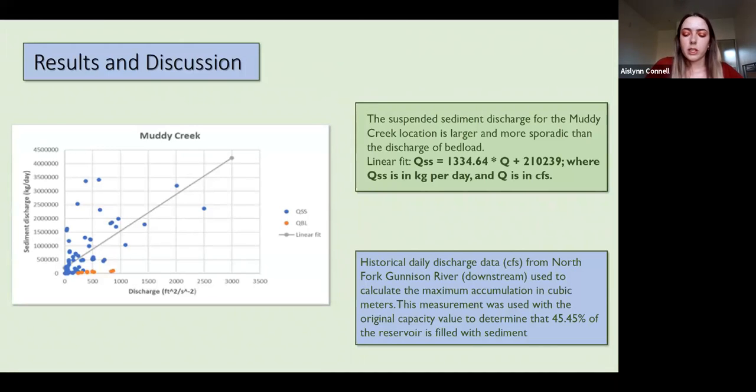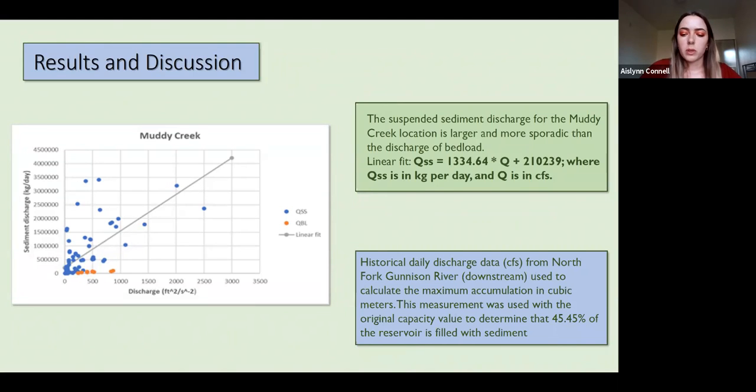So with the USGS Muddy Creek data, the suspended sediment discharge and the discharge of bed load were plotted. And we can see that the suspended sediment discharge is more sporadic than the discharge of bed load. And this is because the suspended sediment is the middle layer of sediment in a creek, and the bed load is the lowest layer, which requires a stronger current or velocity to move.